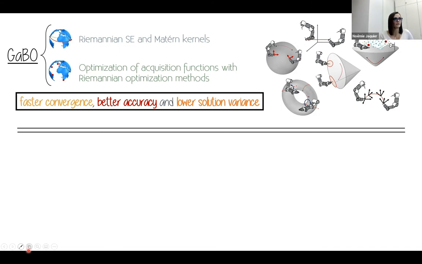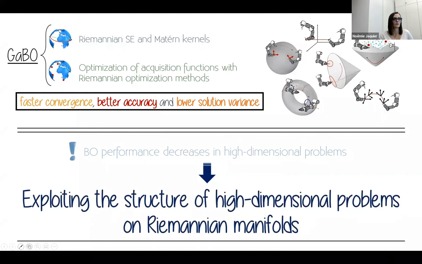So now for the last few minutes that I have, I just want to spend some time on a wide problem in BO. We all know that BO performance decreases in high dimensional problems. And I just want to discuss briefly how we can exploit the structure of high dimensional problems on Riemannian manifolds in order to try to do better in high dimensions.